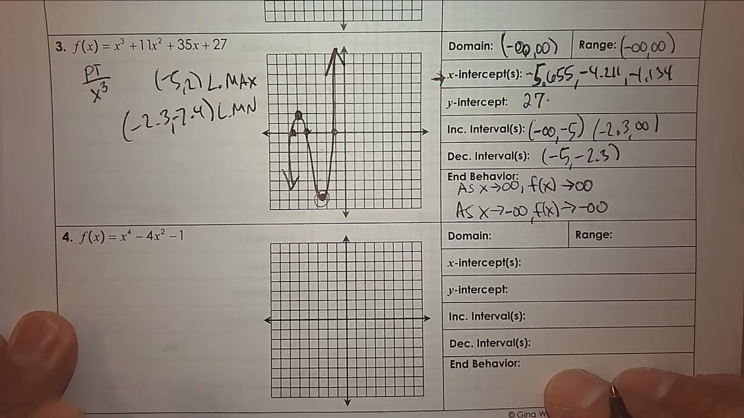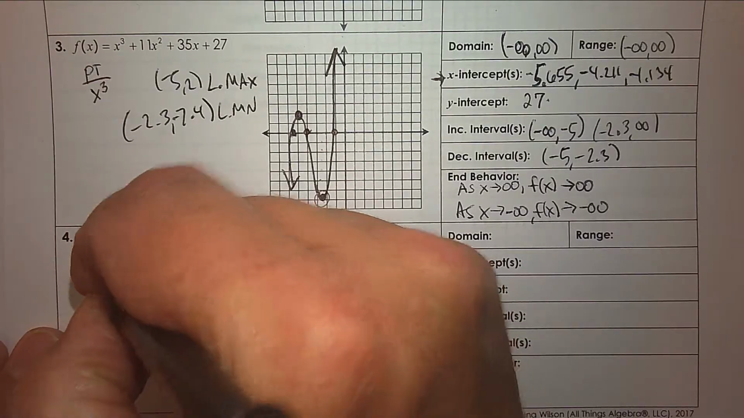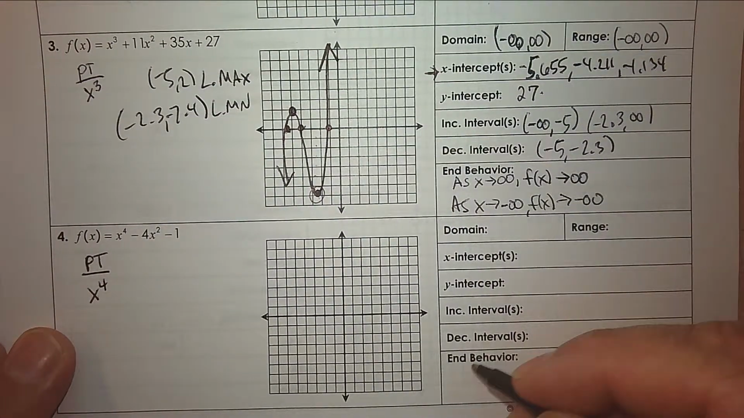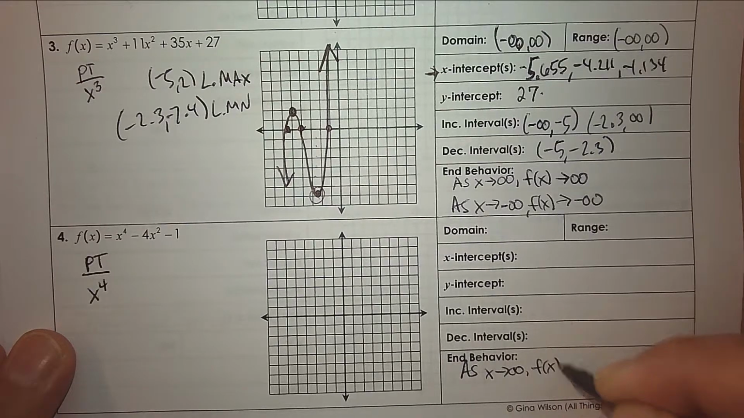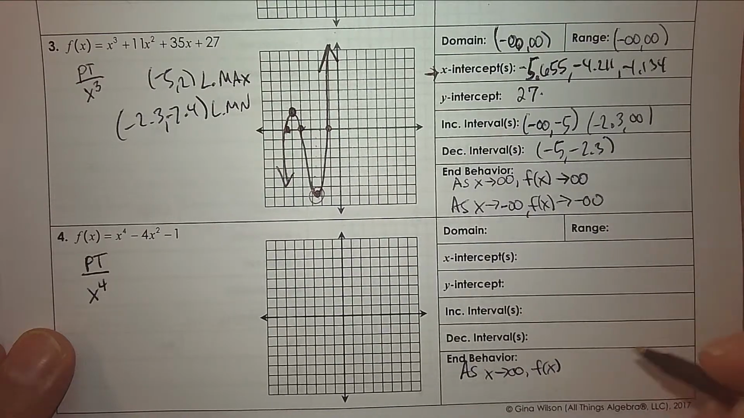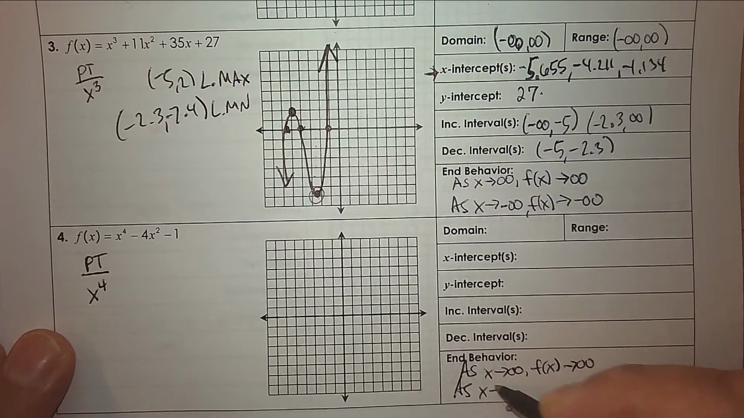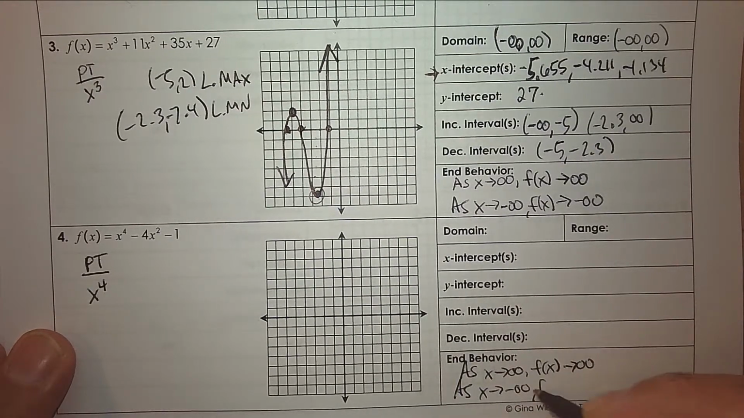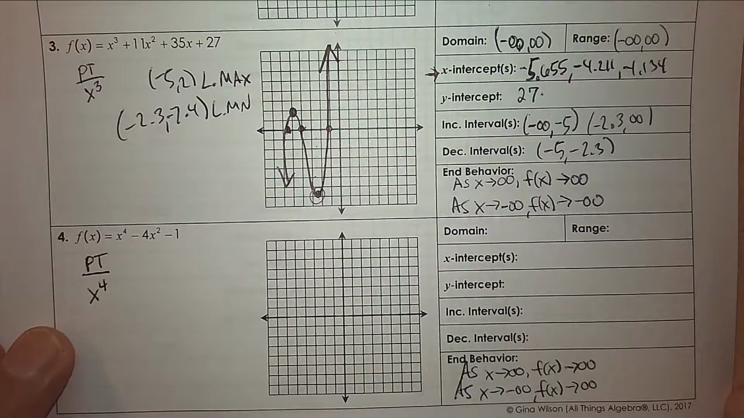Number 4. The first thing I notice is the power term is x to the 4th. So I know that as x approaches infinity, what direction is the function going, up or down? And as x approaches negative infinity, to the left, is the function going up or down? So both sides are going up.